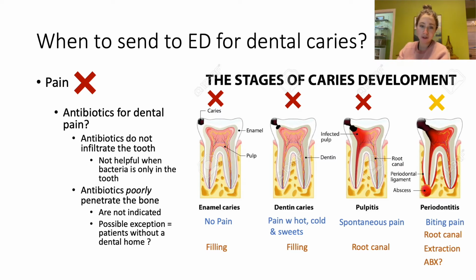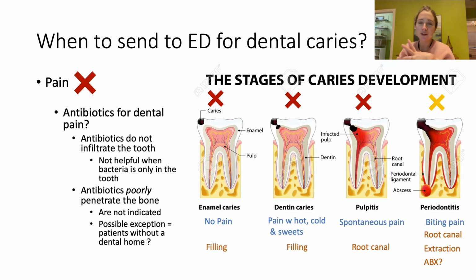Antibiotics poorly penetrate the bone. We know that from our orthopedic friends and how much they dread total joint infections. We know that antibiotics don't get in the bone very well, especially the bone around teeth. So if the symptoms are biting pain, antibiotics still aren't indicated. The best way to treat this is to treat the tooth, and the only possible exception is if the patient doesn't have a dental home. If you think it's going to take them a very long time to get into a dentist, you can prophylactically give them an antibiotic to hopefully prevent other complications.